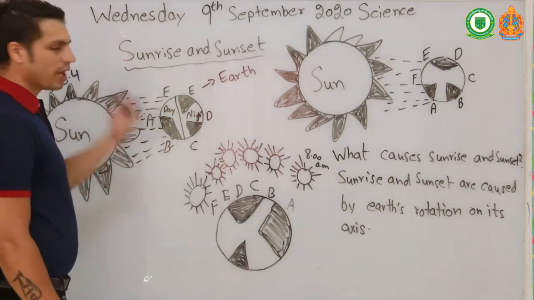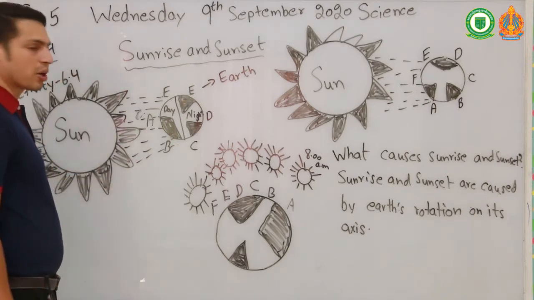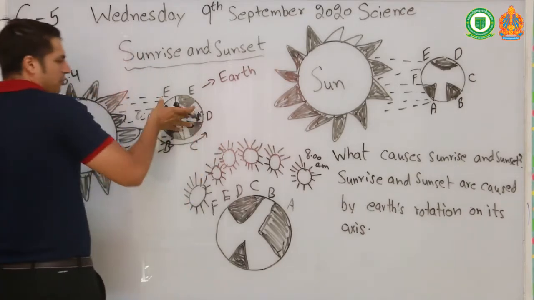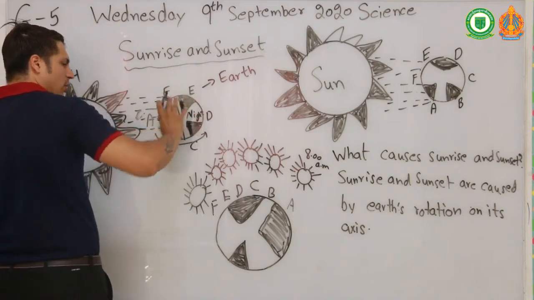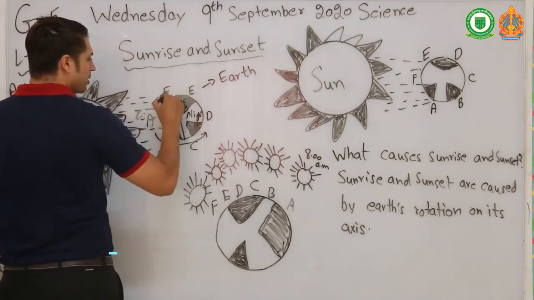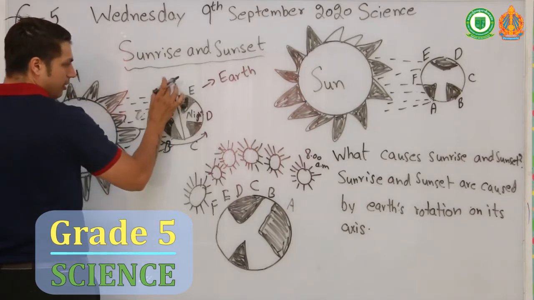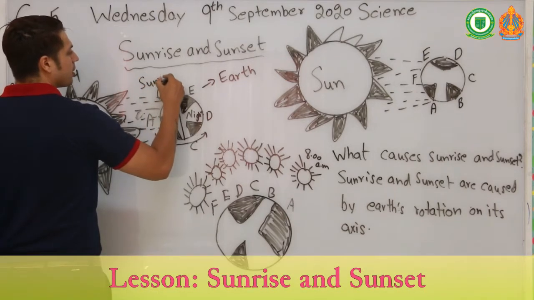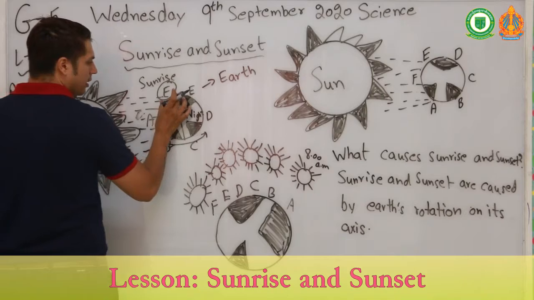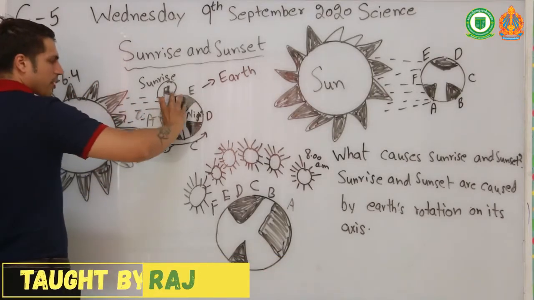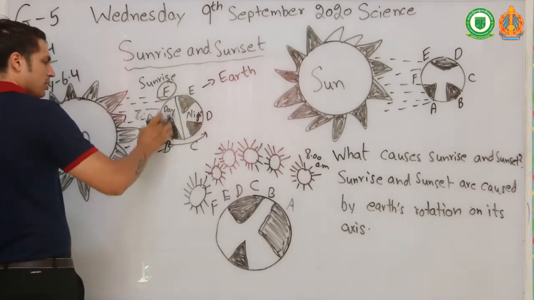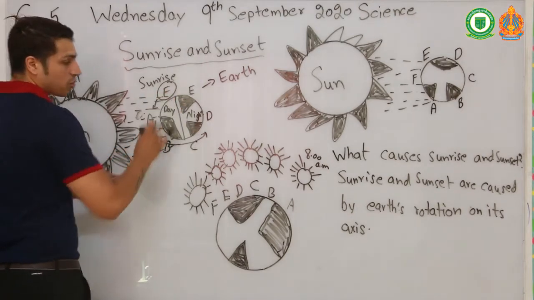So where do we see sunset and sunrise? As you know, Earth's rotation is anti-clockwise, so it will spin this side like this. This area, point E, will see sunrise. Because the Earth is spinning, they are spinning towards this side. So they are about to see sunrise.